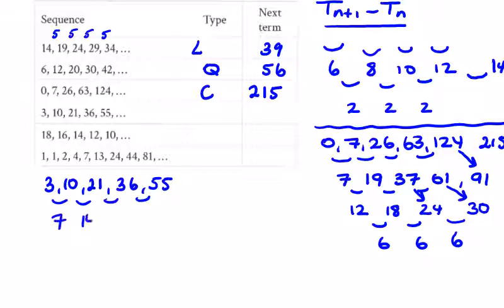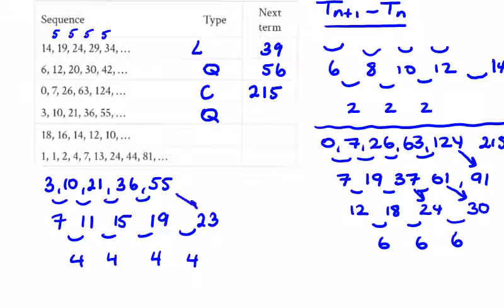Then we have 3, 10, 21, 36, 55. The differences are 7, 11, 15, and then we have 19. Second difference the same here is 4. So this one's quadratic. If we work our way back up to keep the 4 difference down the bottom, this would have to be 23. 55 and 23 would be 78 for this one.